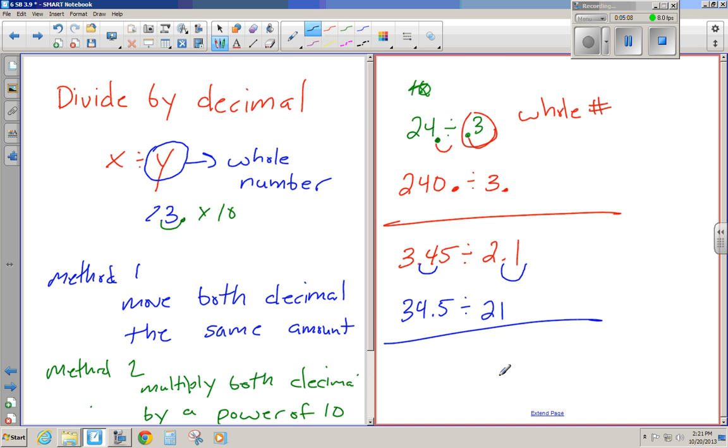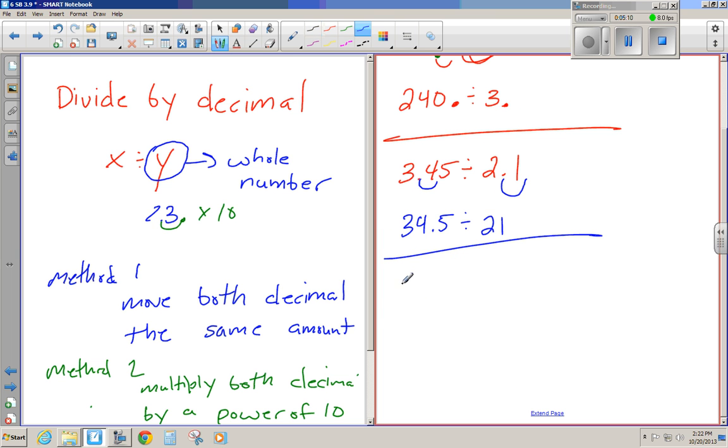I can look at the number divided by 0.345. Well, how many places do we have to move this decimal to make it a whole number? 1, 2, 3. So we move this 1, 2, 3. You end up with 2,830 divided by 345. You move the decimal the same number of places.